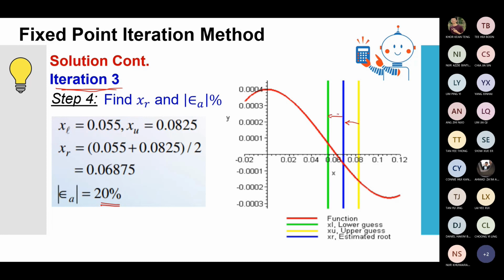This is your new searching domain after one iteration, and XR, 0.06875, falls somewhere within it. Since they only ask for 3 iterations, you can stop and give your answer. If we continued, we could get the solution, but it would take more iterations.